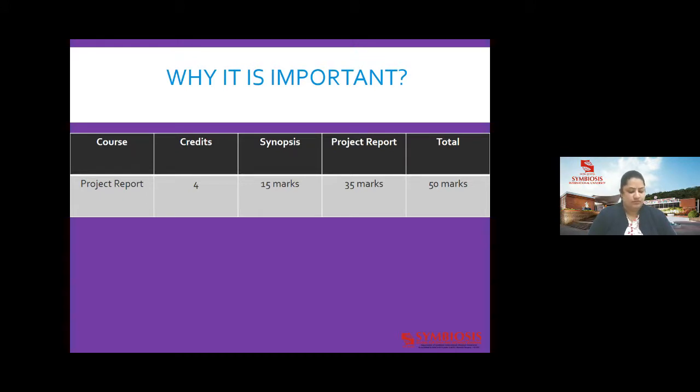So, why is it important? Because the case synopsis or the project synopsis carries 4 credits and it stands for evaluation of 15 marks out of your total 50 marks.